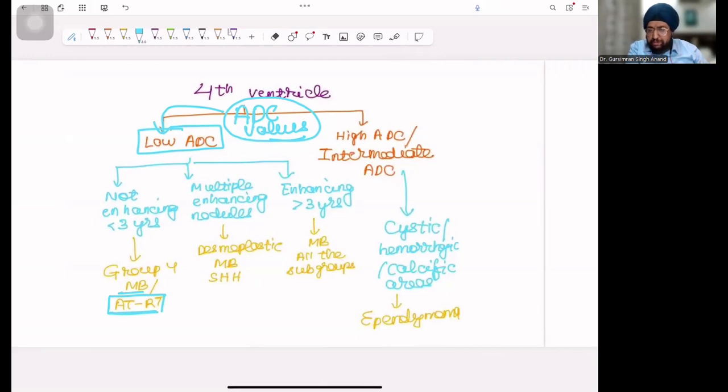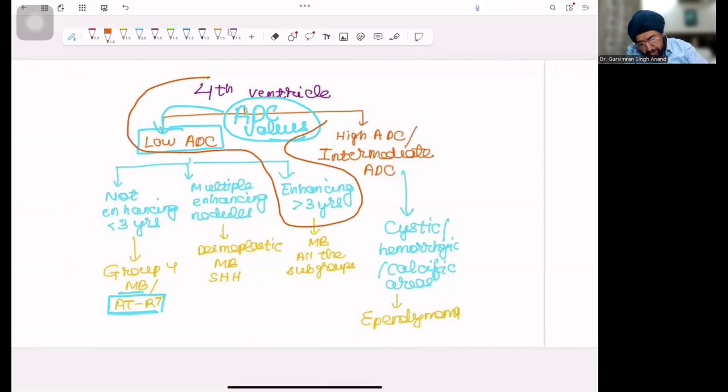The molecular subtype associated with this is your SHH activated. And this is the most common pathway which you get in day-to-day practice. Posterior fossa tumor, epicentered in the fourth ventricle, low ADC values, age group of more than 3 years, showing heterogeneous enhancement on post-contrast images: it's your classical medulloblastoma. And I told you the classical medulloblastoma defines all the molecular subtypes.